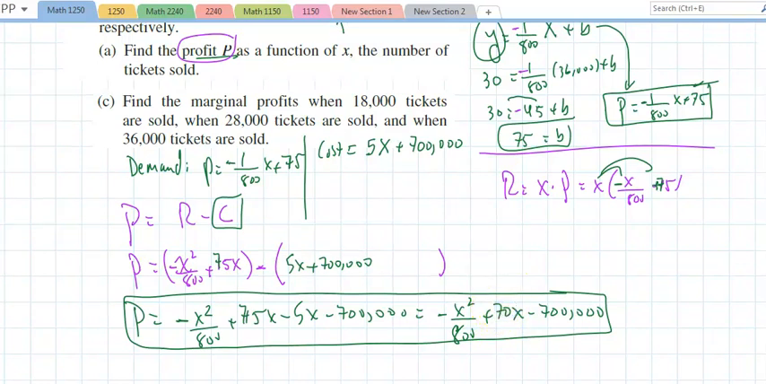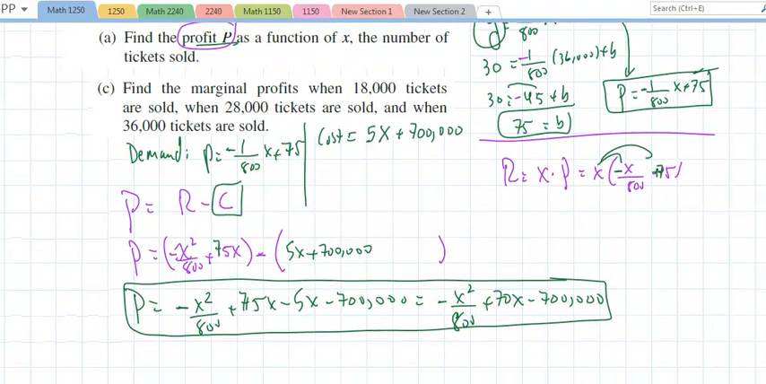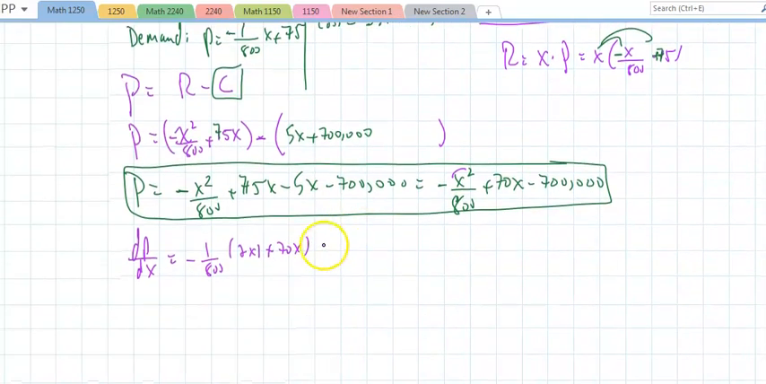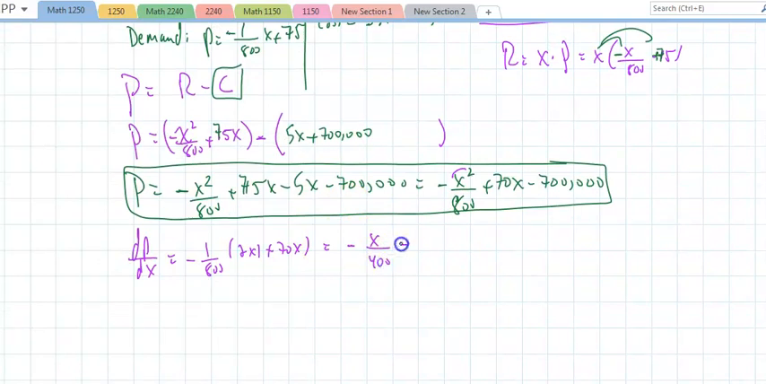Part B, we're going to skip on here on the homework. It says find the marginal profit when 18,000 tickets are sold. Find the marginal profit. Well, what's the marginal profit? The change of profit with respect to x. Bring the power down, subtract 1 from the power. So the marginal profit is negative x over 400 plus 70x.